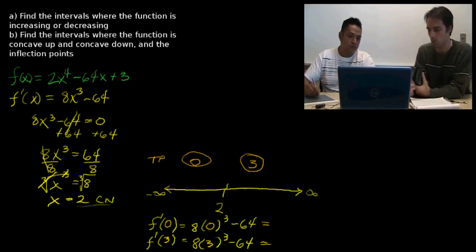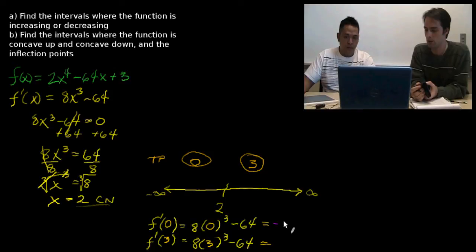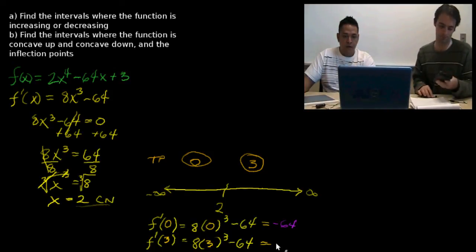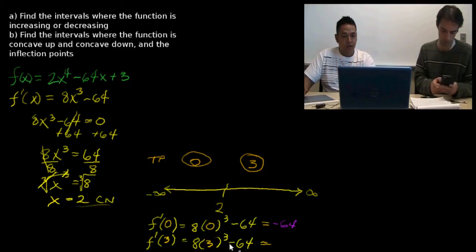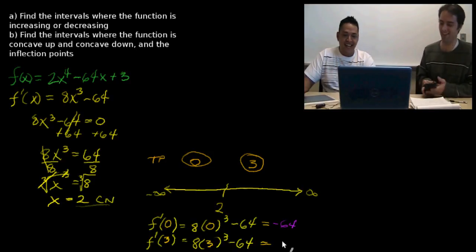Okay, for the first one, when we plug in 0, the first term is going to cancel because anything times 0 is just 0. So we get negative 64 for the first one. And for the second, this is going to be 3 cubed. Let's see if we can beat Ben. Come on. 3 cubed, what is that? He beat us. I get 152.